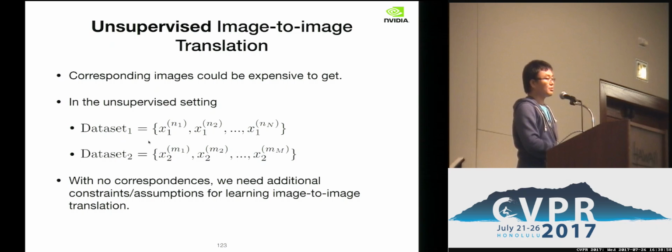Okay, so in this setting, you have two data sets. Images from one domain, say daytime, and images from the second domain, nighttime. With no correspondence, we need additional constraints or assumptions for learning image-to-image translation. There's no free lunch, yeah.